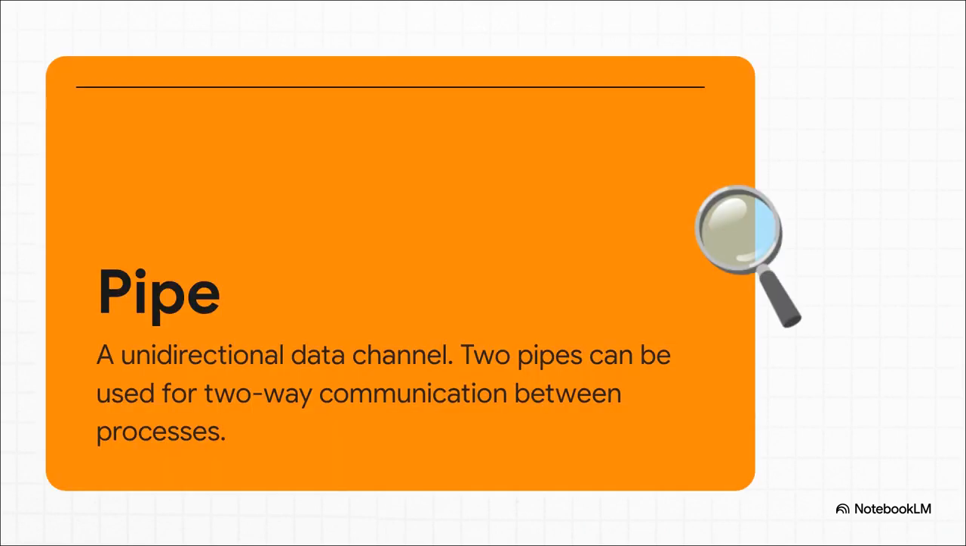All right, first up is the pipe. It's pretty much the simplest form of IPC you can get. It's just a one-way channel for data. Data goes in one end and comes out the other. Simple. If you want to have a two-way conversation, you just use two pipes.